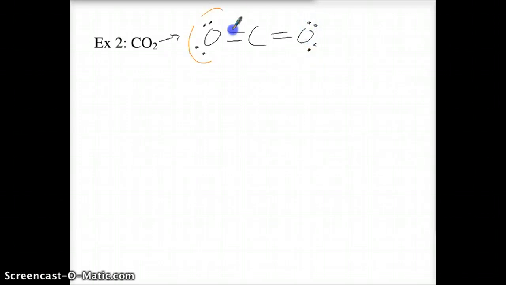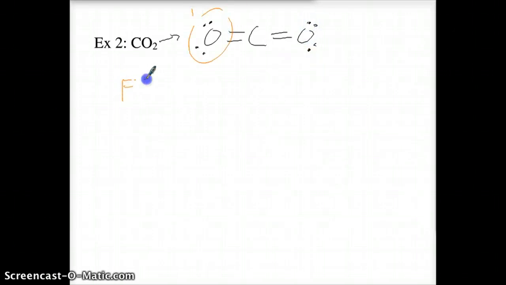What about CO2? So first step, draw the Lewis structure for CO2. CO2 would look like this. So let's do the same thing. Let's calculate the formal charge for each atom. So let's do it for this one first.